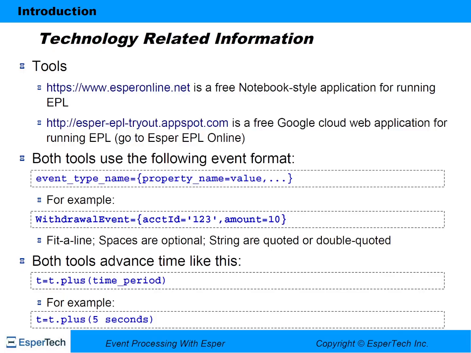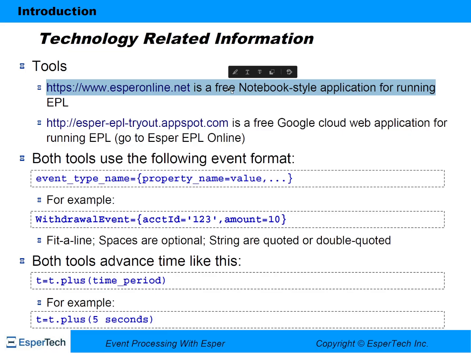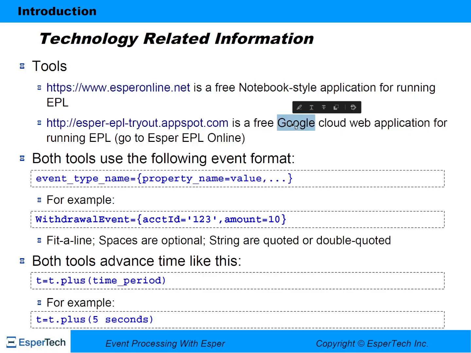There are 2 free tools for running EPL available online. The notebook is at https://esperonline.net. The notebook is a notebook-style application. The second application is a Google Cloud web application. The URL is provided here.